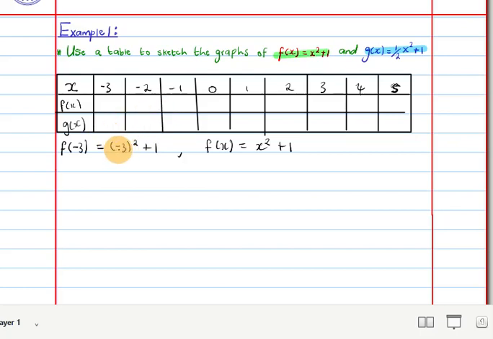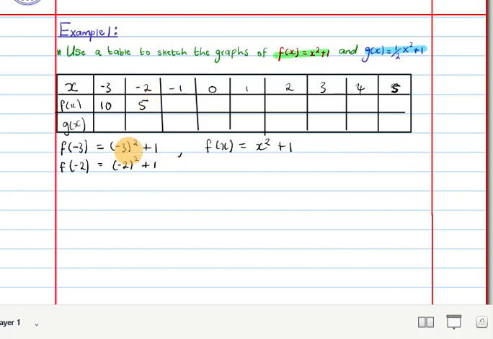So when you say -3 squared plus 1, -3 squared gives you 9. 9 plus 1 gives you 10. Meaning here you get 10. Now you want to find f of -2. When you square it and add 1, -2 squared becomes 4. 4 plus 1 becomes 5.